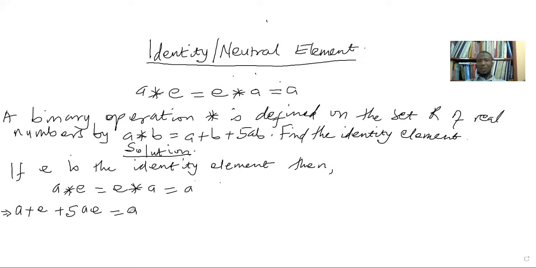And that's what we did for the addition and the multiplication before we concluded that 0 is an additive identity element and 1 is a multiplicative identity element. So let's go ahead and make E the subject, which is what we are looking for. So A plus 5AE will give us A minus A. Then we factor E out to get 1 plus 5A. That should give us 0.